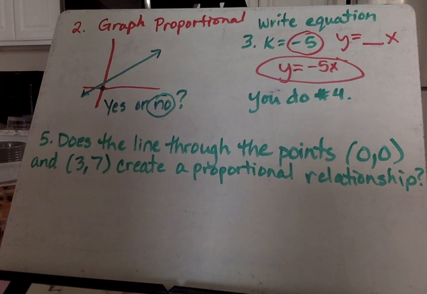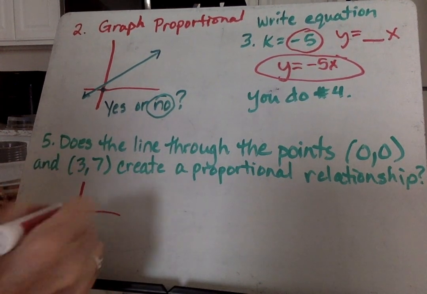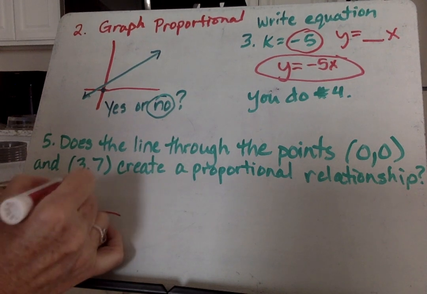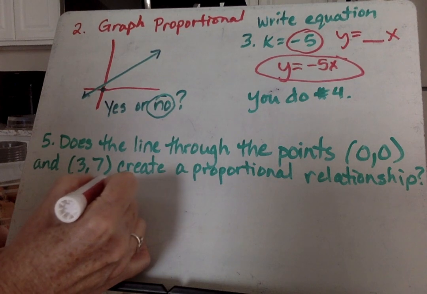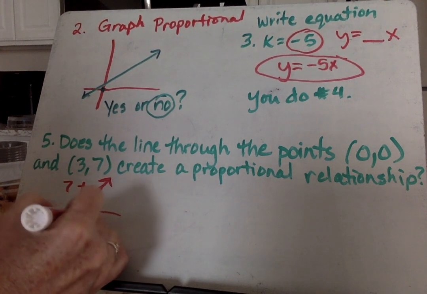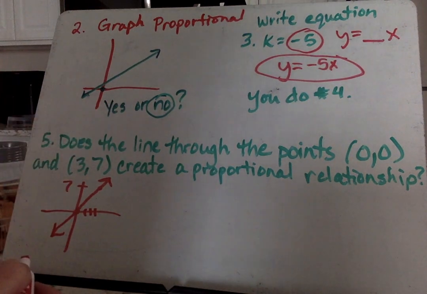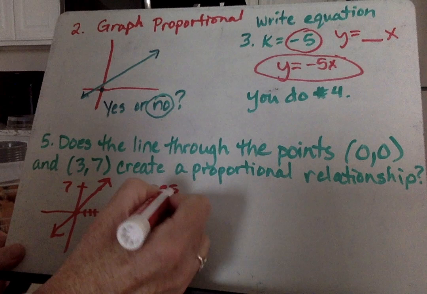Does the line through the points 0, 0, and 3, 7 create a proportional relationship? Well, it goes through 0, 0, and I'm going to put 7 up there, and 3, 7. Remember I said there were two things to say that something is a proportional relationship on a graph? Is it a straight line? Yes, I can make a straight line through any 2 points on a graph. And does it go through 0, 0? And this one does. So you say yes.